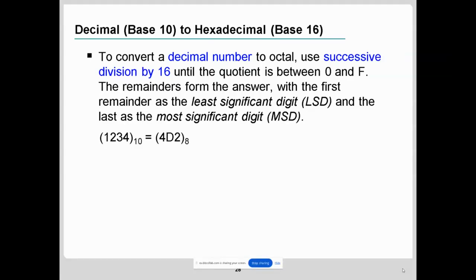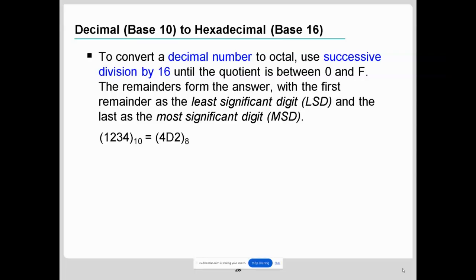What is the code for A? 10, 11, 12, 13, 14, and 15. What is the code for 13? D. So what is the answer? 4D2. Now we have 4D2. So now we have converted this decimal number into hexadecimal.